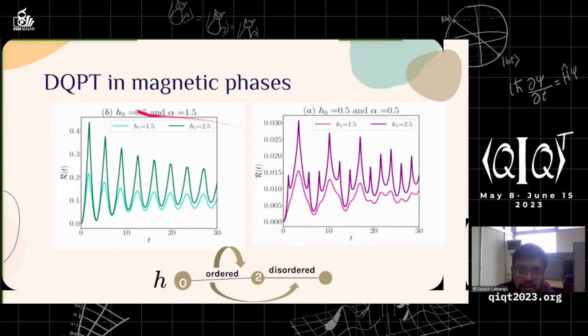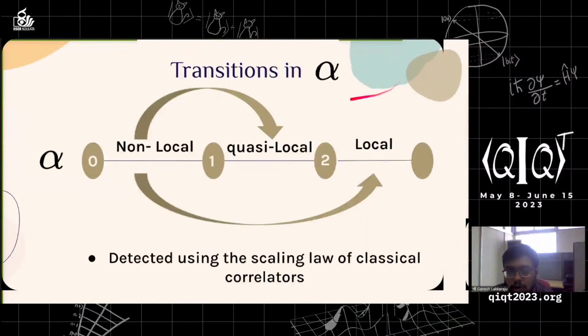This is the first observation of DQPT in the magnetic phases. This is not that important in the sense of what we are after.